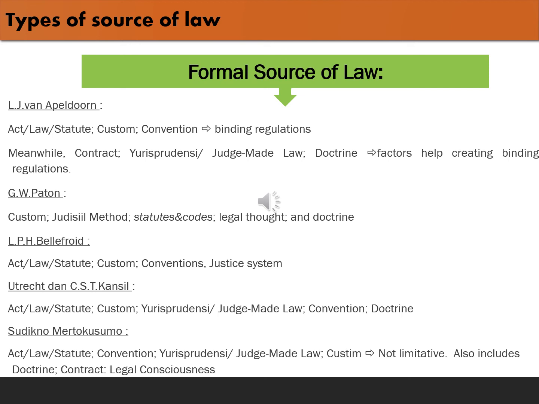So again, formal sources of law means that we classify law according to the formalities, the way the law is made. For material sources of law, we talk about where the substance or the contents of law came from. That is all for the first part of sources of law.